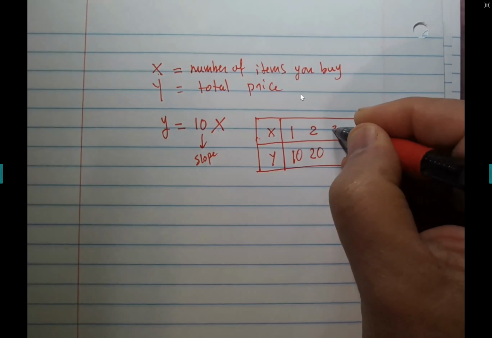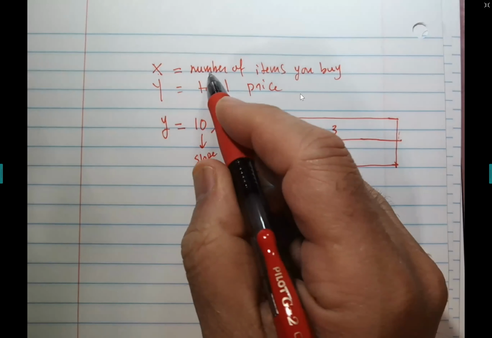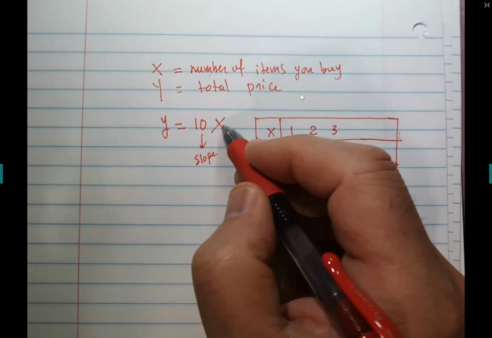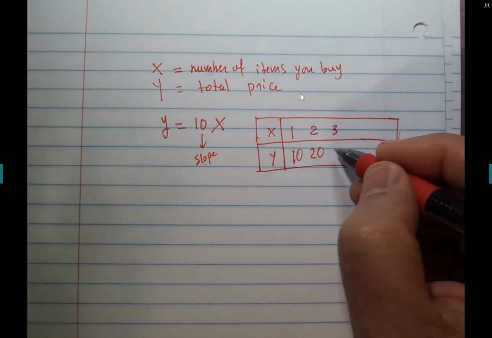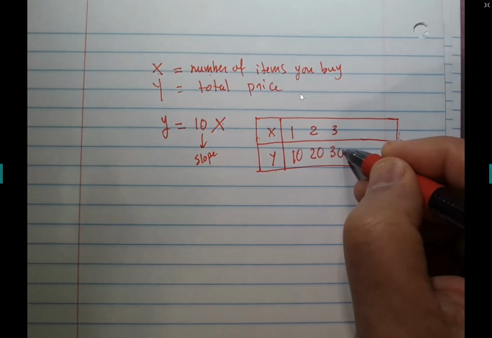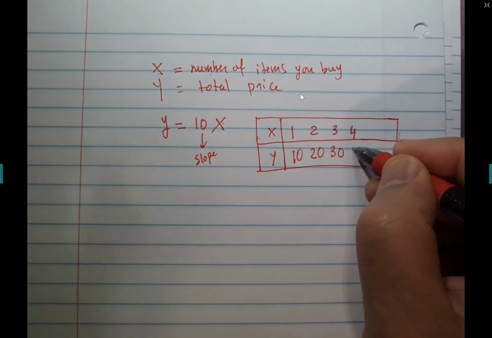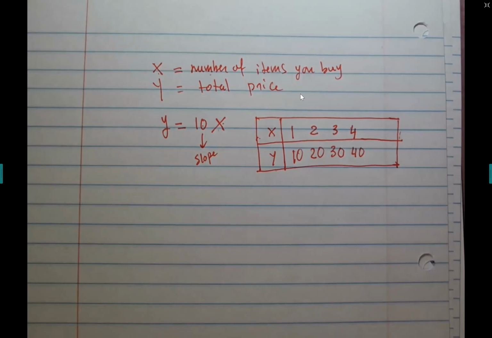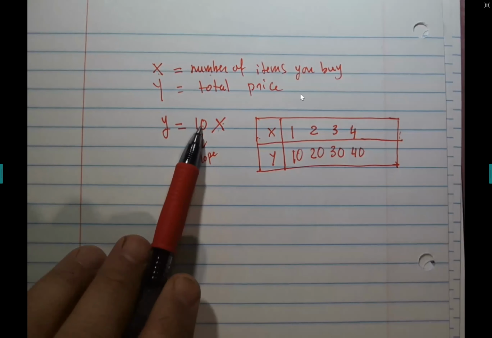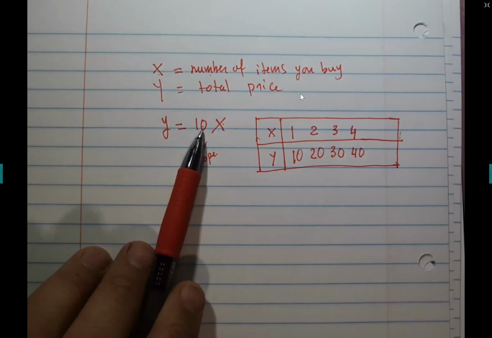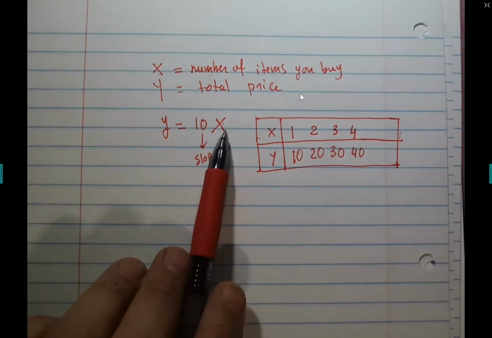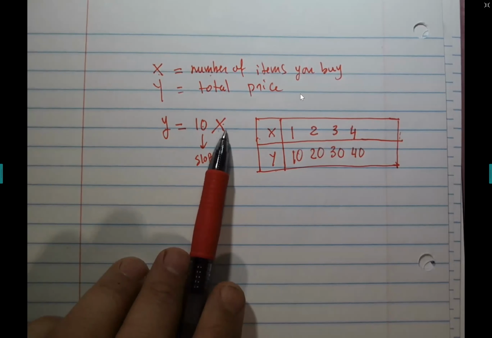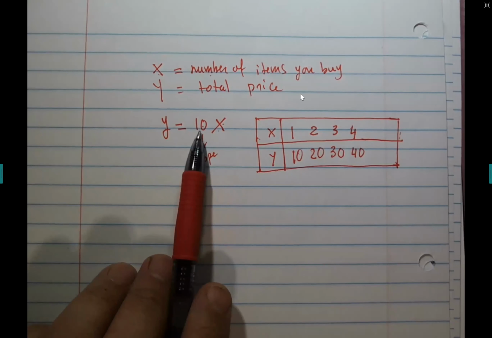If x is 3, if you buy 3 units, you get 10 times 3, which is 30. With 4, it's 40, and so on and so forth. So what does the 10 mean here, guys? It means for each item you buy, your price is going to increase by $10.